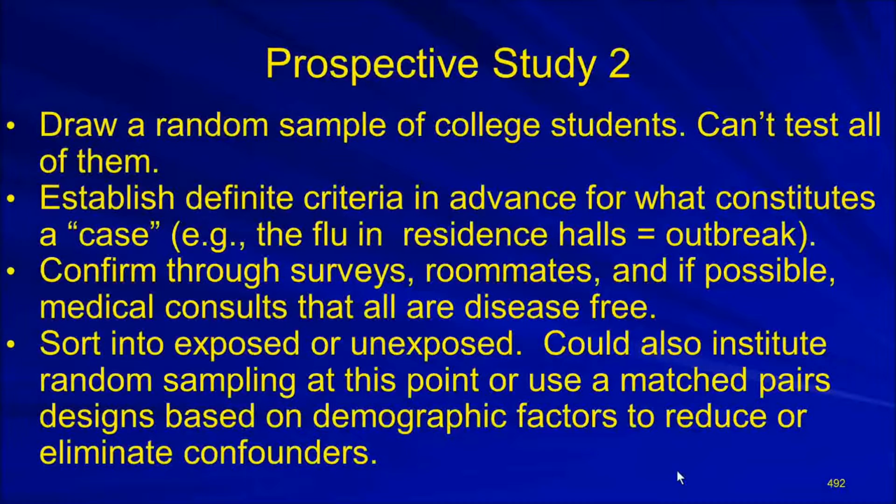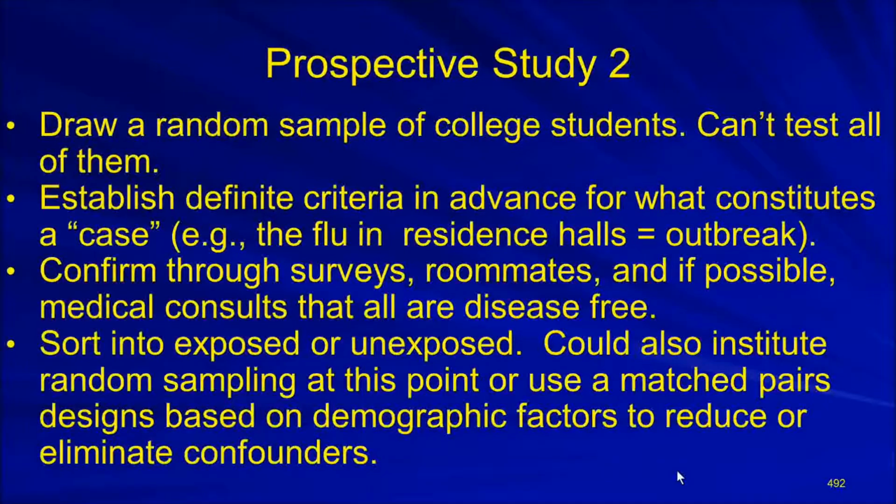We would establish definite criteria in advance for what constitutes a case. For example, the flu in a residence hall outbreak. We would go to the communicable disease manual. All those requirements for what constitutes having the flu are laid out there. Serology is mentioned. You know very quickly who's going to qualify and who's not going to qualify as having the flu versus somebody who has a hangover.